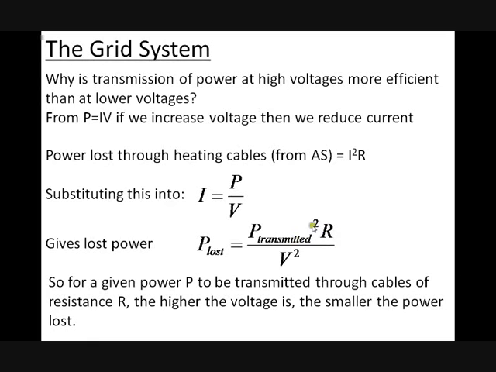So all you've really got to mess about with here, you can see, is the voltage. We want to minimise the power lost by changing the voltage. If we make the voltage higher, if we increase the value of V squared, then the higher V squared is, the smaller P lost is. And remember, P transmitted and R are going to be fixed. So this is what we need to do.